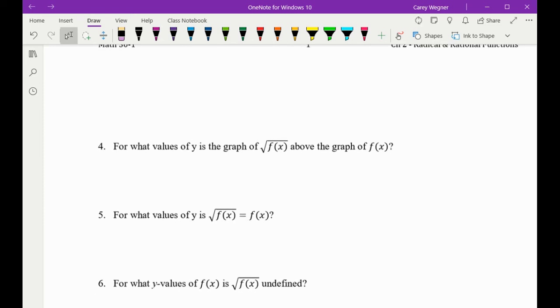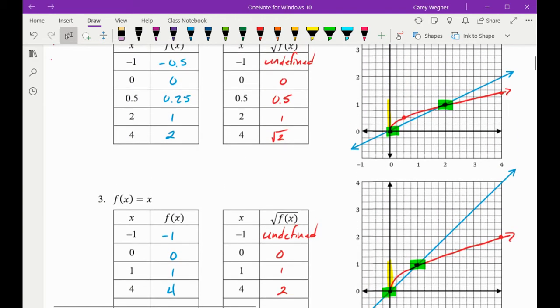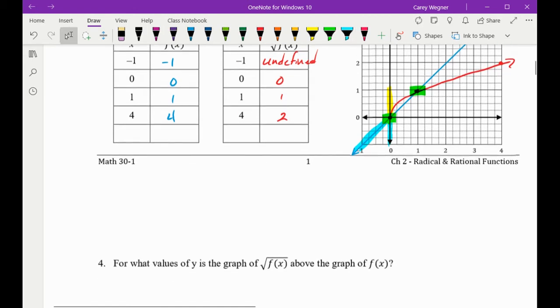Question number 6. For what y values is the square root function undefined? And there, as we look back at our graph, we can see that whenever we had negative y values here, I didn't get a red graph. So on my original, if I was below the x-axis, so negative y values, I wasn't able to sketch the square root of the function.